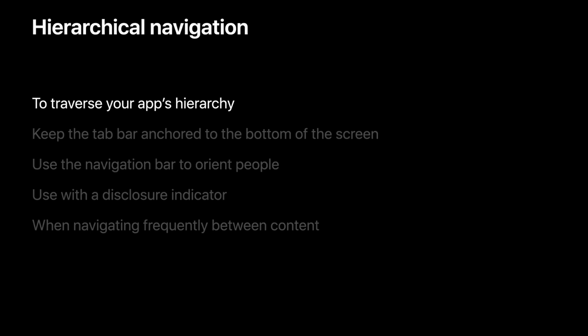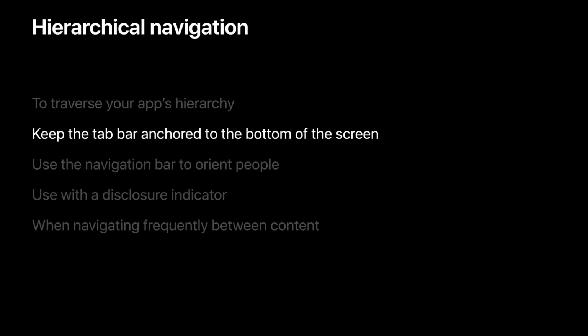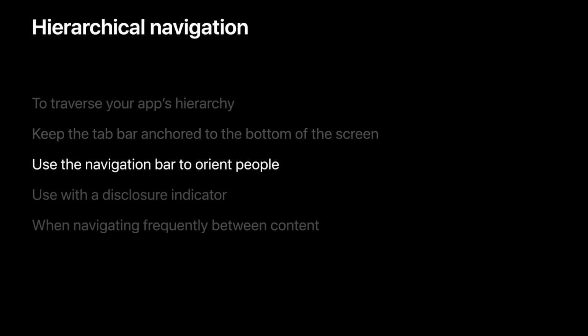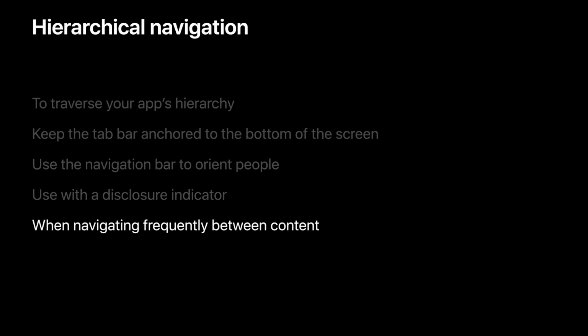That is an overview of hierarchical navigation. Let's review. Primarily, push transitions are used to traverse an app's hierarchy. Always keep the tab bar persistently anchored to the bottom of the screen. Use the navigation bar of each screen to reflect a clear title and back label to orient people in your hierarchy. Use a push when a disclosure indicator is present. And when workflows require navigating frequently between content.